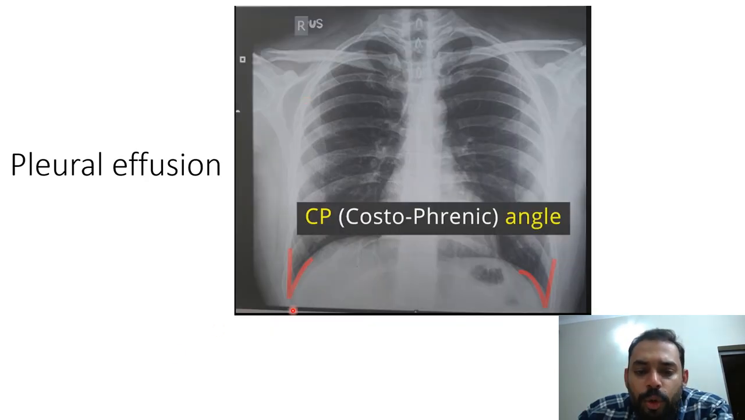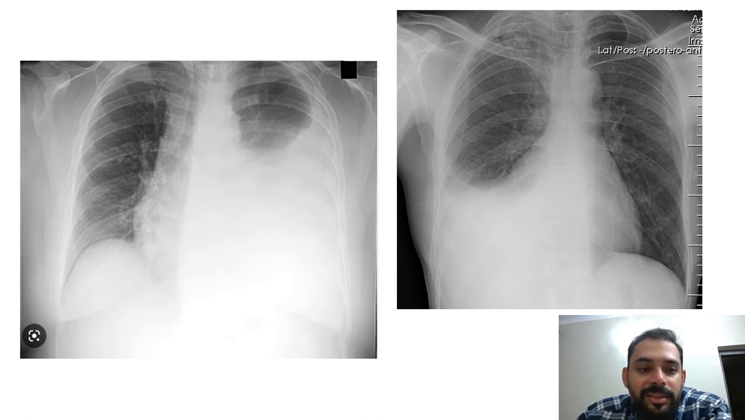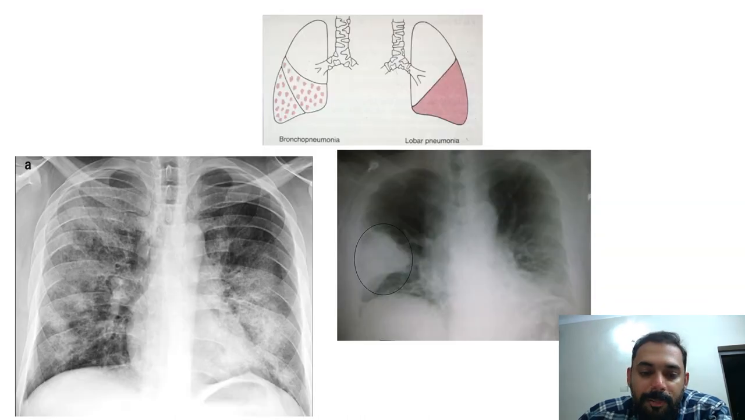Another thing to look for is pleural effusion. One major thing is you have to look at the costophrenic angle. So these are your costophrenic angles on both sides. If there is any blunting of the costophrenic angle, that will denote pleural effusion. So in this X-ray, you can see a left-sided pleural effusion. You can see it is up till here, and here also there is a right-sided pleural effusion. Here the right-sided costophrenic angle is blunted when you compare it to both sides. So here you can see pleural effusion.